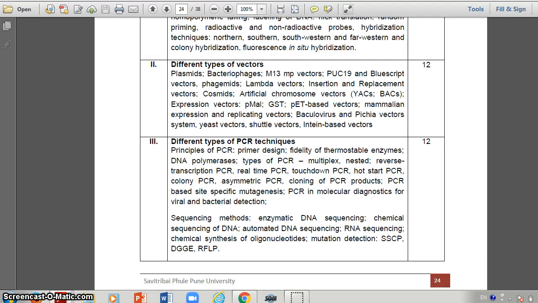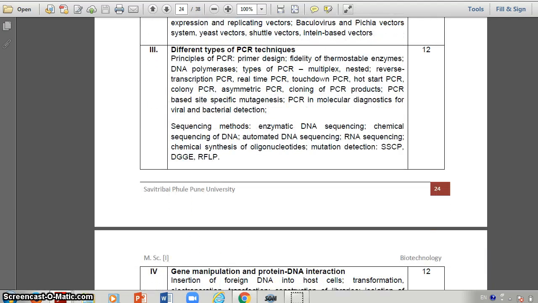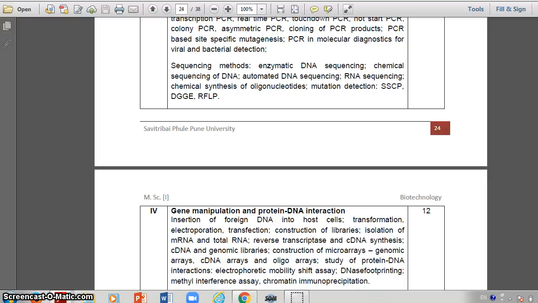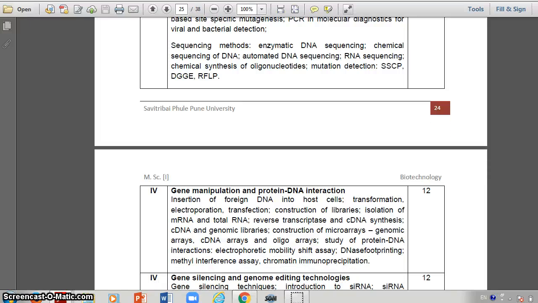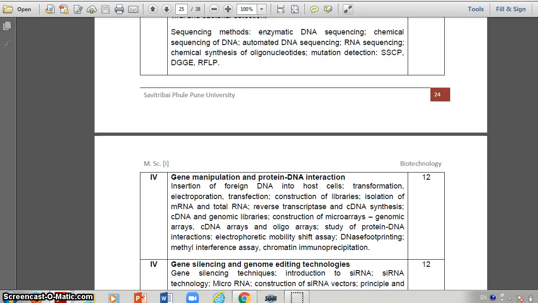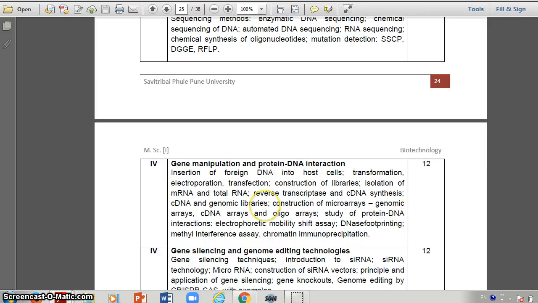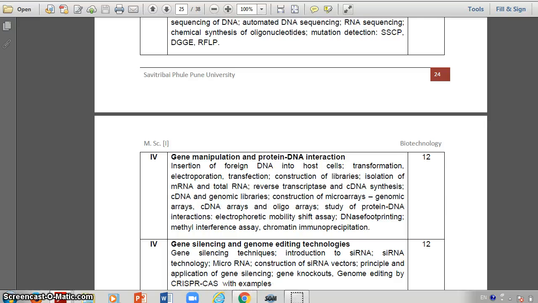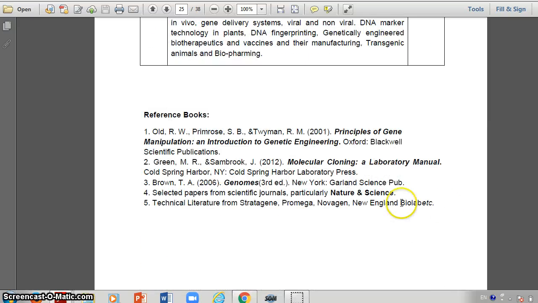After completion of this module we will see the 4th module, that is gene manipulation and protein-DNA interaction. In that we are going to see mainly the libraries, genomic libraries and cDNA synthesis libraries. Then cDNA synthesis is very important. And then other techniques.